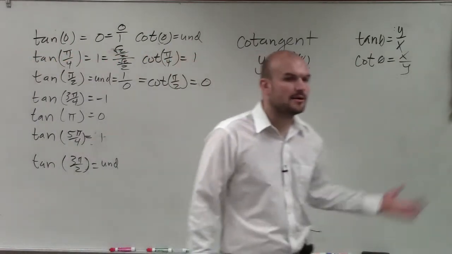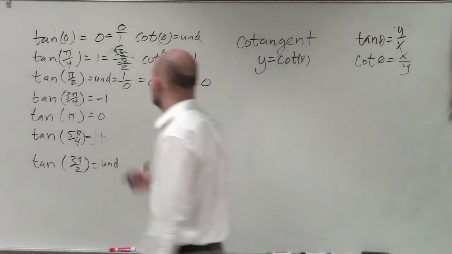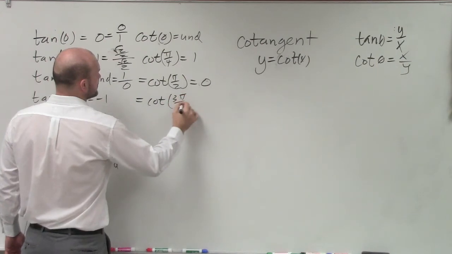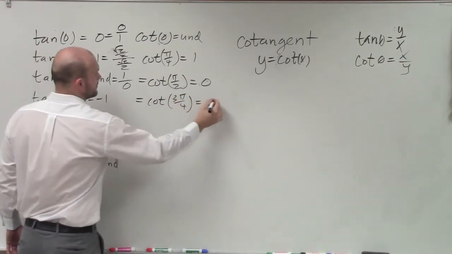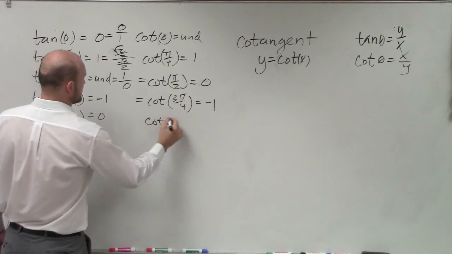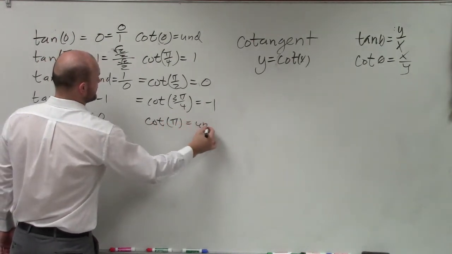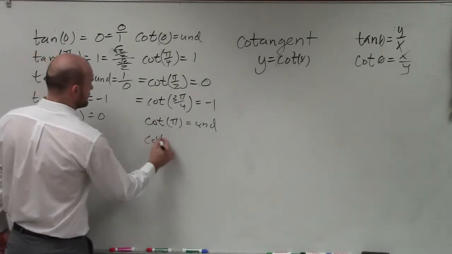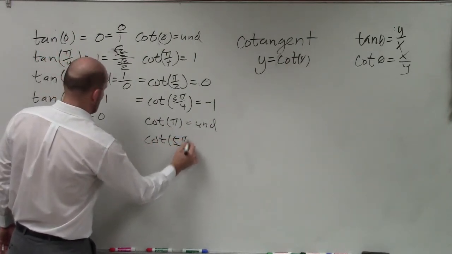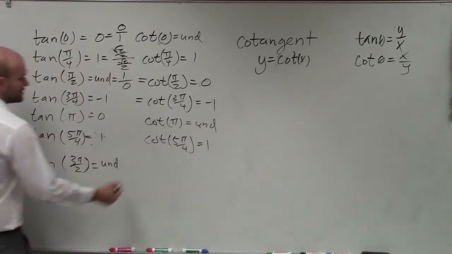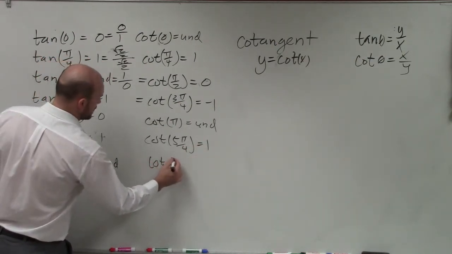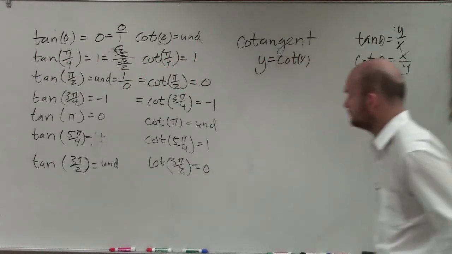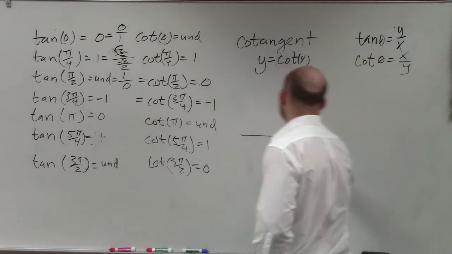All right? So now I'm just going to continue the rest of these. So now you could say the cotangent of 3 pi over 4, that's still going to be -1. The cotangent of pi is now going to be undefined. Cotangent of 5 pi over 4 is still going to be 1. And the cotangent of 3 pi over 2 is now going to be equal to 0. All right? So let's go and graph these and see what they look like.